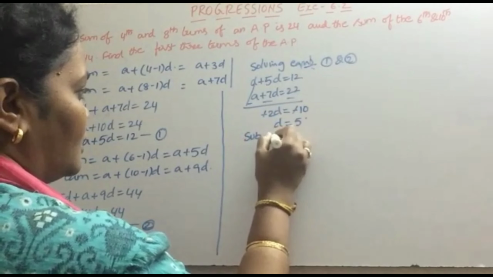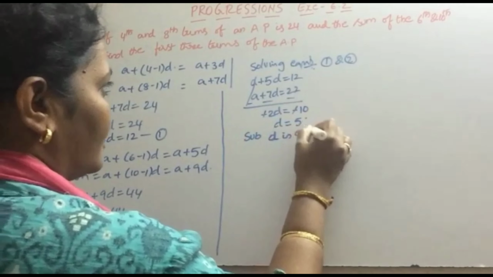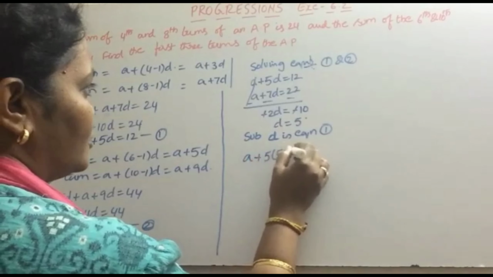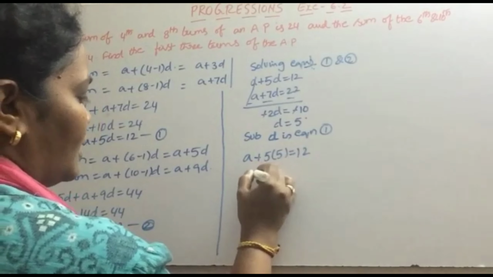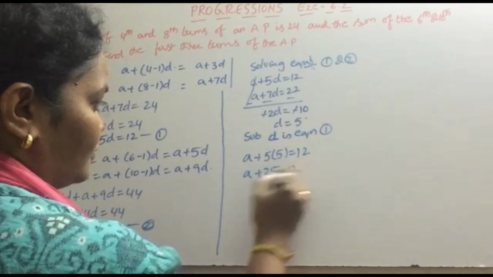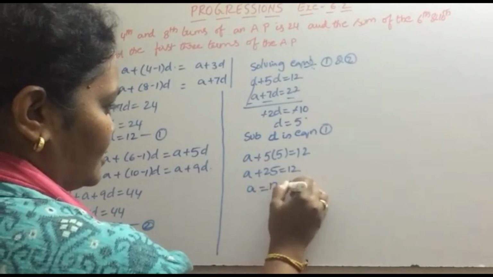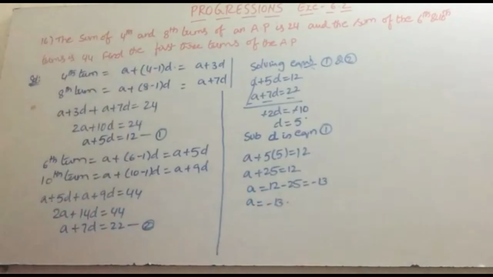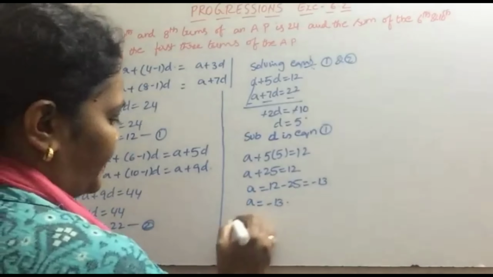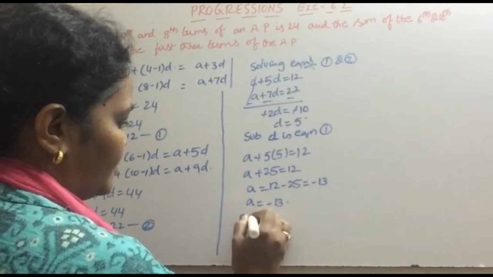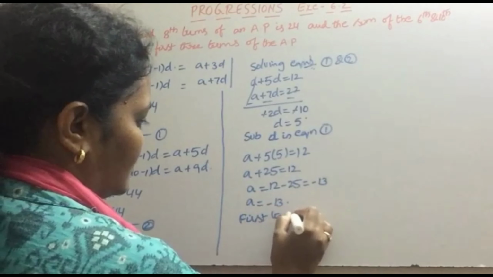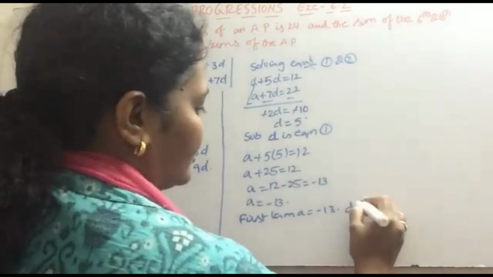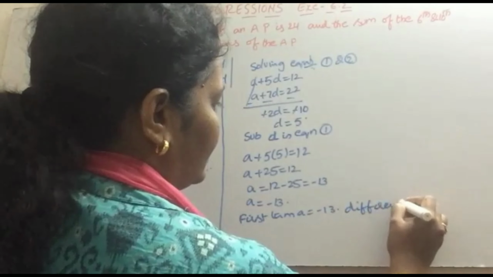Substitute d in equation 1. a plus 5 into 5 is equal to 12. So a plus 25 is equal to 12. a is equal to 12 minus 25, that is minus 13. So a is equal to minus 13. So here the first term is a, that is minus 13, and the common difference is equal to 5.